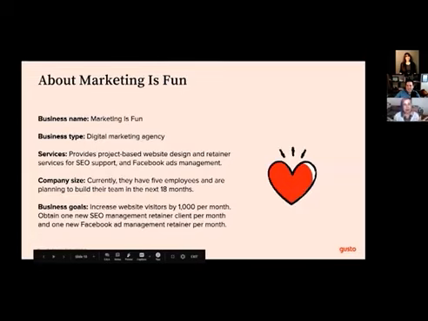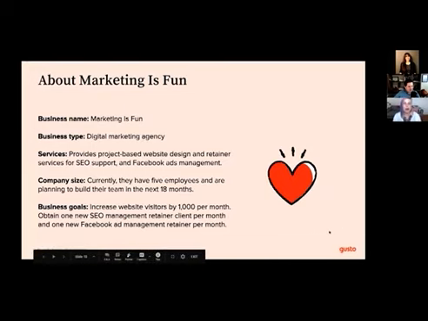Okay, so a little bit about Marketing is Fun, so you kind of get the idea of who this business is. Marketing is Fun provides project-based website design services and retainer support for SEO support and Facebook ads management. Currently they have 5 employees and are planning to build out their team in the next 18 months.